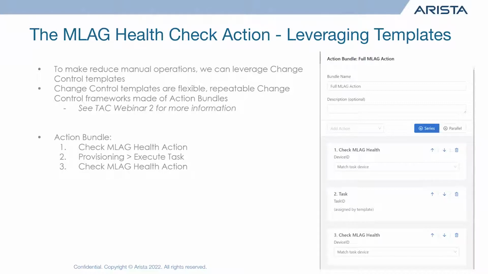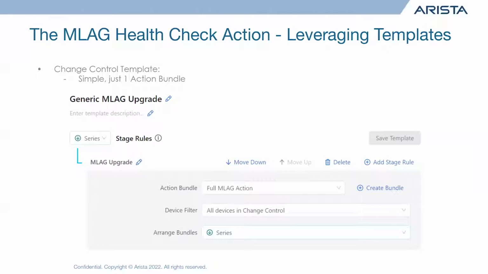Note, you will need to select series in the action bundle, so make sure that is selected to ensure that we maintain those requirements that we had in the first couple slides. And then once you have that action bundle, it's very simple. We can create our template with the action bundle. My case is named full Mlag action. We're going to filter for all devices in the change control. So effectively, we can apply this across every device automatically, and we'll arrange those bundles in series, once again, to stay in compliance with our previous rules.